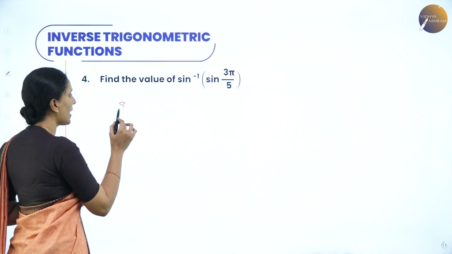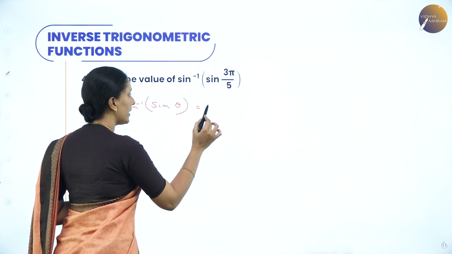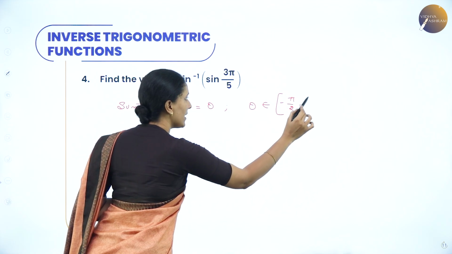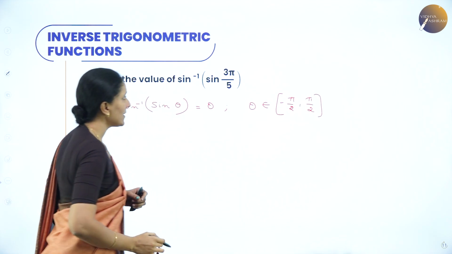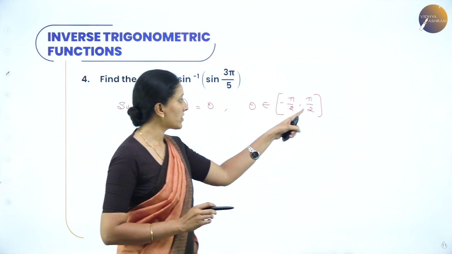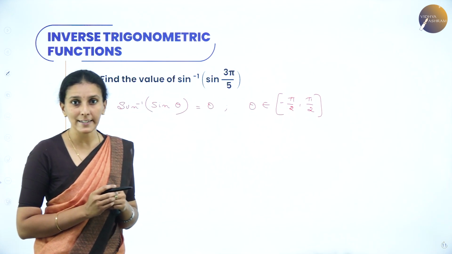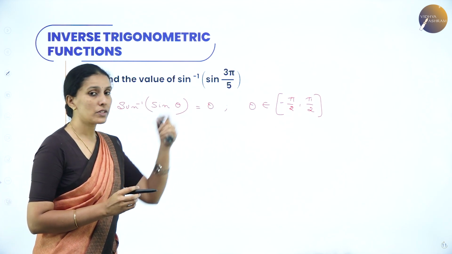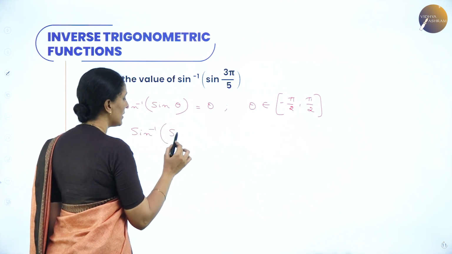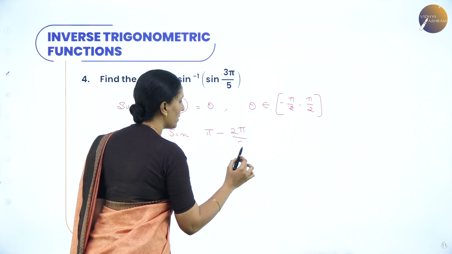Next, find the value of sine inverse sine 3 pi by 5. So, we know that sine inverse of sine theta is theta only when theta lies between minus 90 to plus 90. And here it is sine inverse of sine 3 pi by 5, which is almost 108 degree, greater than 90 degree. So it is not lying between the range of minus 90 to plus 90. So I need to reduce this angle. So what I'll do here, I'll take sine inverse of sine 3 pi by 5 as pi minus 2 pi by 5.